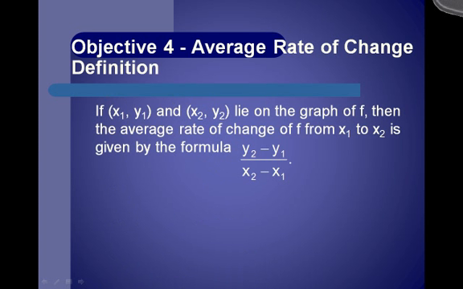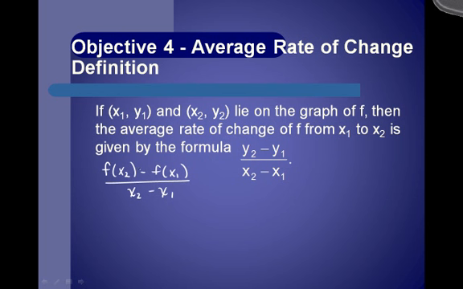Objective 4, the average rate of change. If x1, y1 and x2, y2 lie on the graph of f, then the average rate of change of f from x1 to x2 is given by the formula y2 minus y1 divided by x2 minus x1. Sometimes you will see this formula as f of x2 minus f of x1 divided by x2 minus x1. Notice this looks a lot like the slope formula.